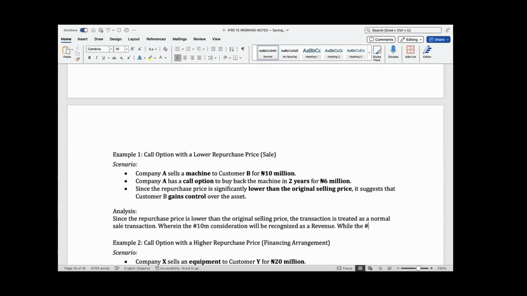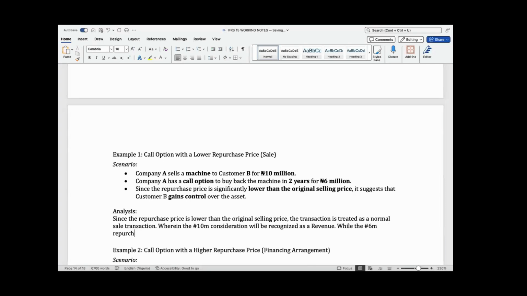While the 6 million acquisition cost or repurchase price will be treated as the cost of a new asset. So we'll see it as if you are buying a new asset. That's how we're going to see it.